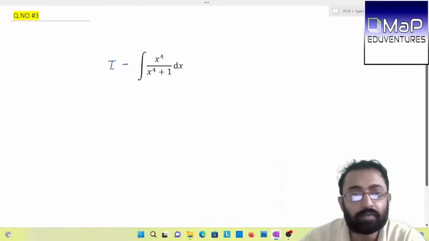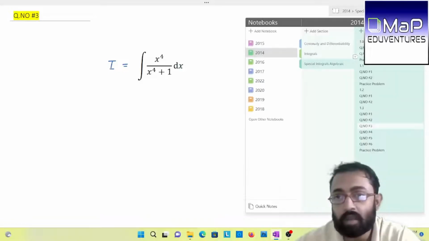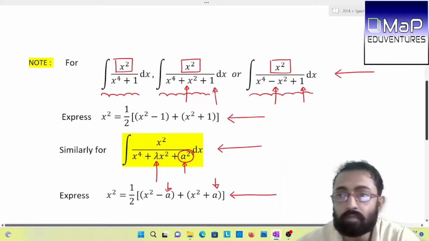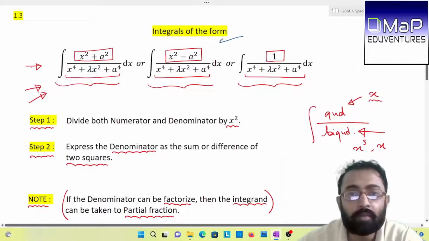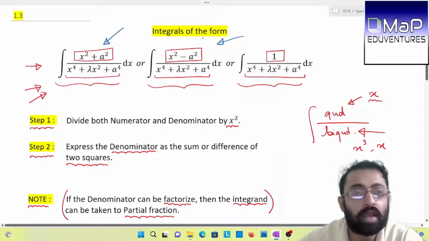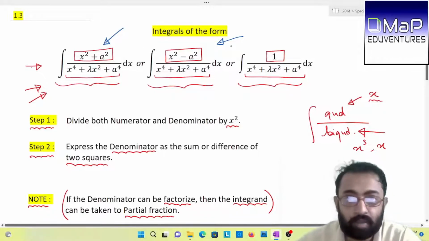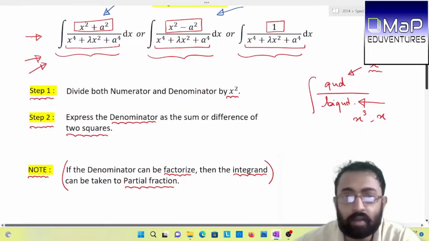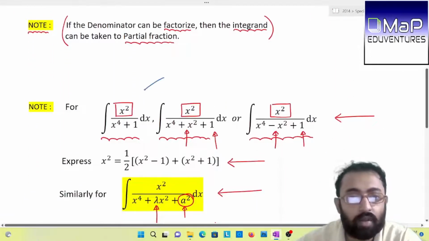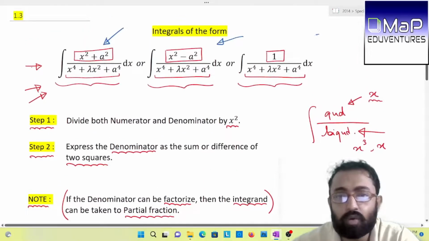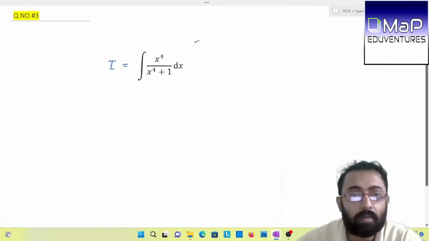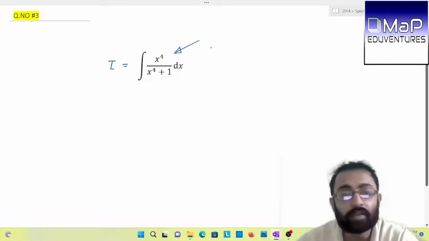Alright, so our first question: integration of x to the power 4 divided by x to the power 4 plus 1. Now if we look at our form from the beginning, we always recommend that the denominator should have a quadratic term, as we also discussed in part 1. Or even if we have a constant, it won't be any problem. But in our question, by looking at the denominator, we can conclude that it is obviously not in our form.